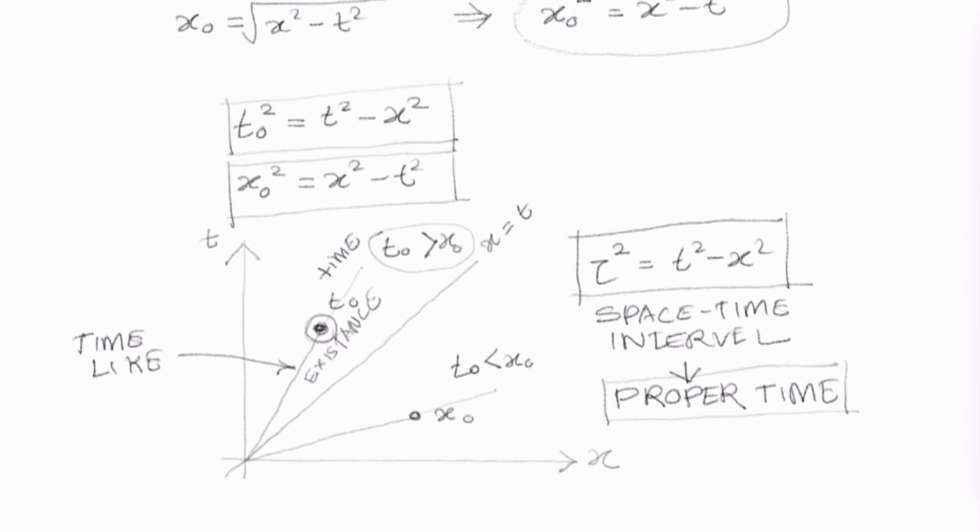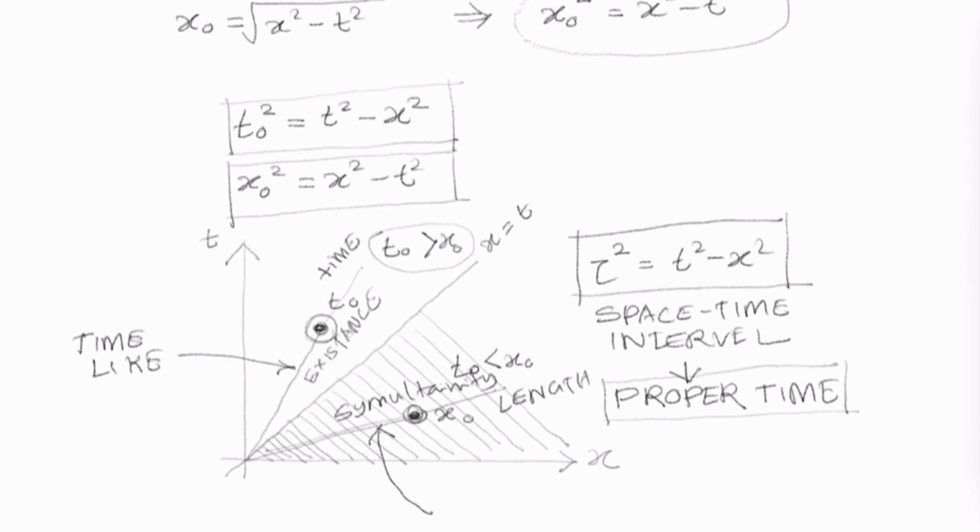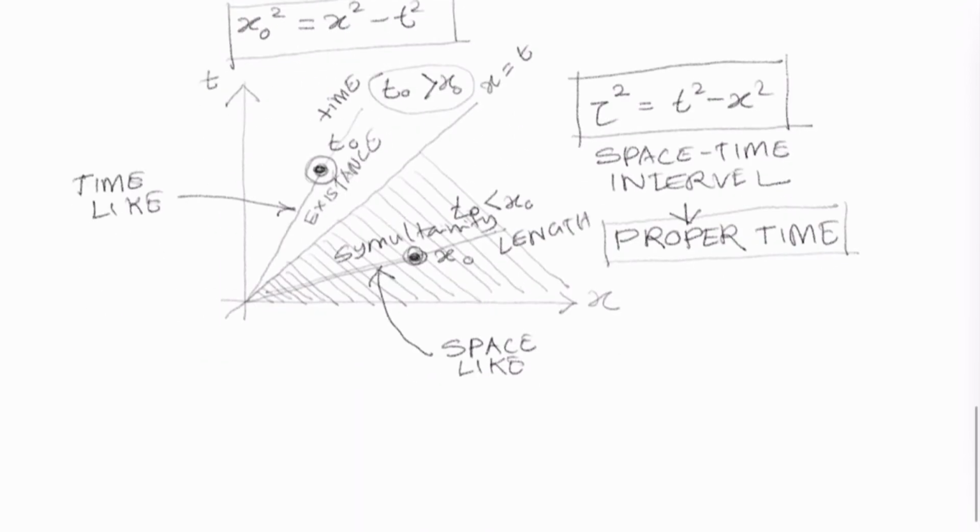When t naught is smaller than x naught, then this point is in this region, below the light ray. So the line connecting this point to the origin is a possible length axis, a line of simultaneity. So if t naught is smaller than x naught, this trajectory is said to be space-like.